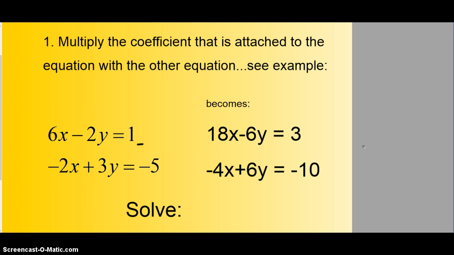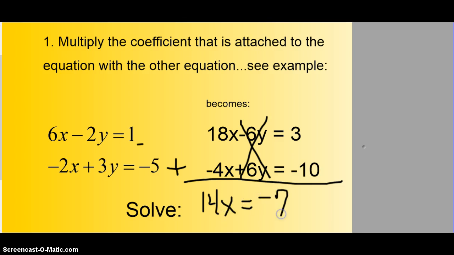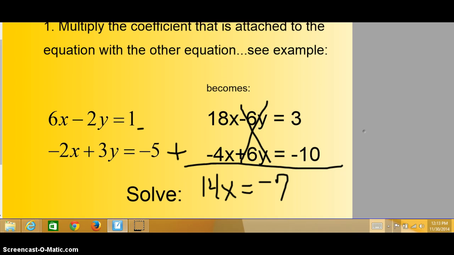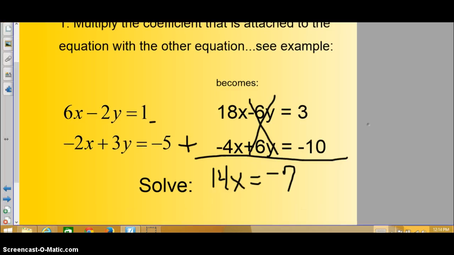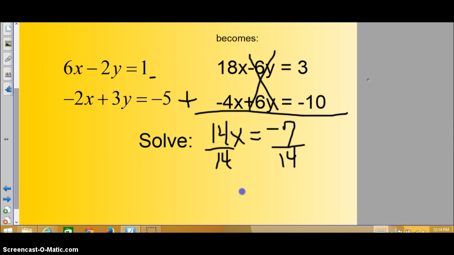Once I have this in a situation where now this can be eliminated when I add these equations together, I have 18x plus a negative 4x is 14x, which is equal to negative 7. 3 plus negative 10 is negative 7. Okay, so now what I'm going to do is divide out this 14 so that I can get x by itself. And x is equal to negative 1/2.